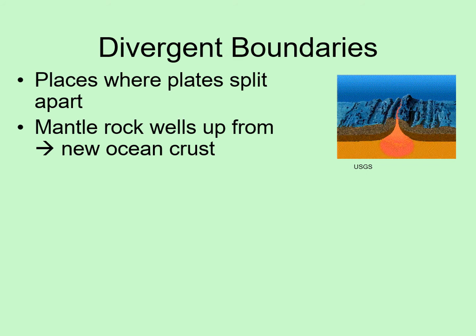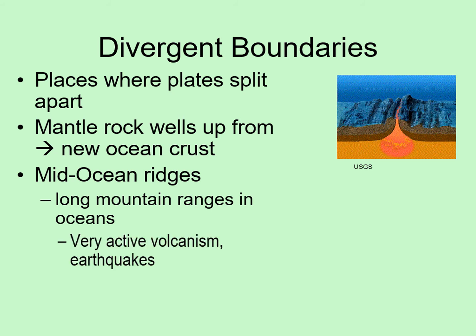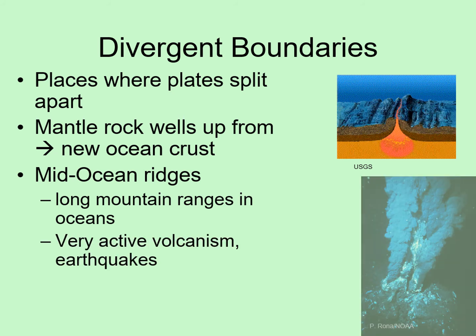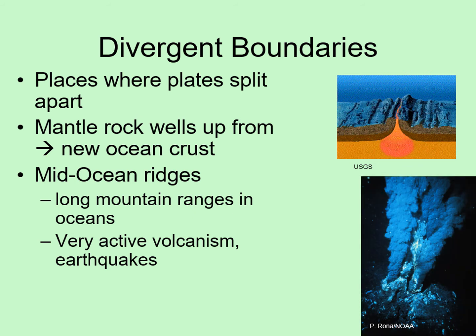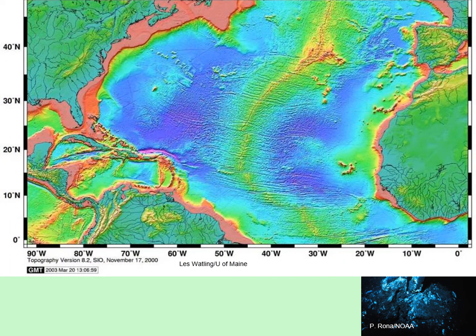The most common kind of divergent boundary on the Earth is a mid-ocean ridge. These are long mountain ranges running through most of the world's oceans. They form from the upwelling mantle, and they show many volcanic features, like this black smoker underwater volcano. There are also many earthquakes along these boundaries. This map shows part of the Atlantic Ocean, with the mid-Atlantic ridge running down the middle of it. Notice that it bends to follow the shapes of the coastlines on either side of it.